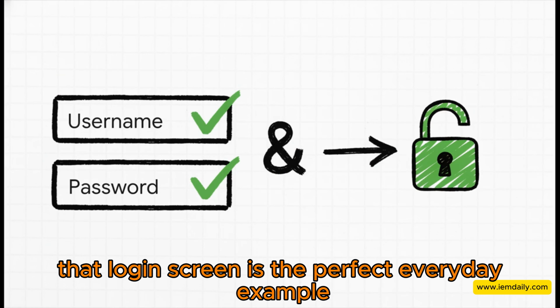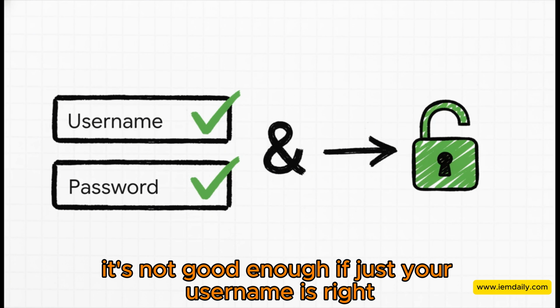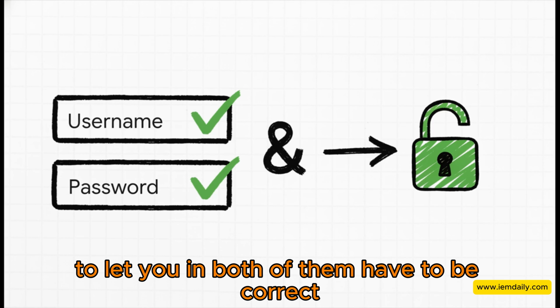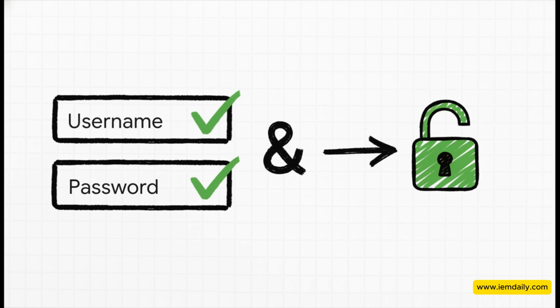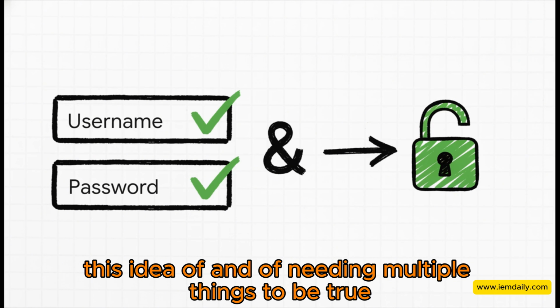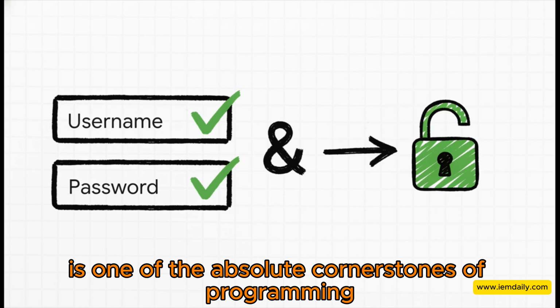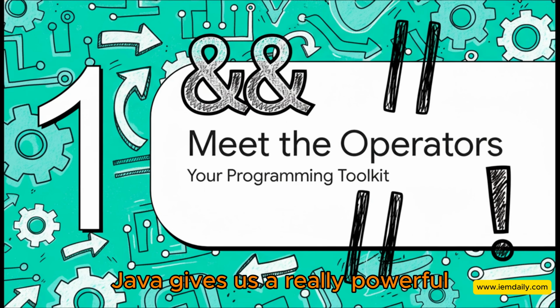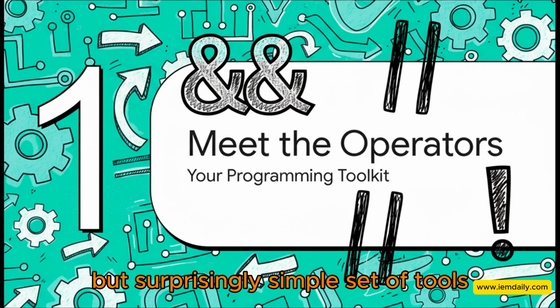That login screen is the perfect everyday example. It's not good enough if just your username is right, and it's not good enough if just your password is right. To let you in, both of them have to be correct. This idea of needing multiple things to be true is one of the absolute cornerstones of programming.